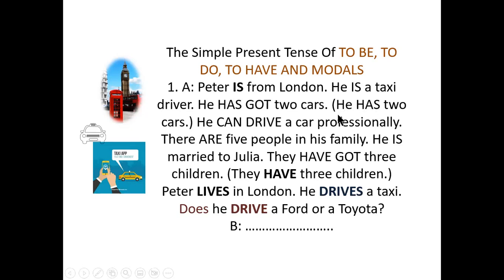But the sentence in parentheses has got past form and future form, but "has got" has only present form. We don't use it for past and future meanings. We just use it with present meanings, but the sentence in the parentheses, we will use it for all past, present, and future forms. He has two cars.